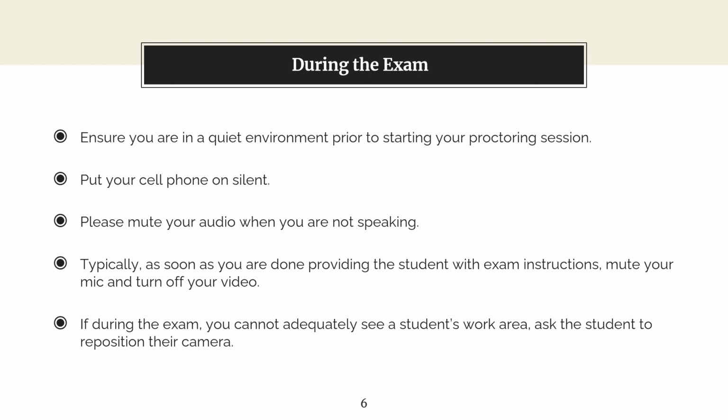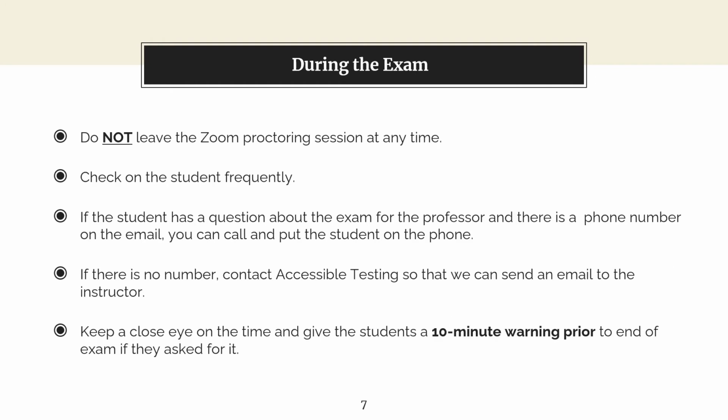If during the exam you cannot adequately see a student's work area, ask the student to reposition their camera. During the exam, do not leave the Zoom proctoring session at any time. Check on the student frequently. If the student has a question about the exam for the professor and there's a number on the email, you can call and put the student on the phone. If there's no number, contact Accessible Testing so that they can send an email to the instructor.